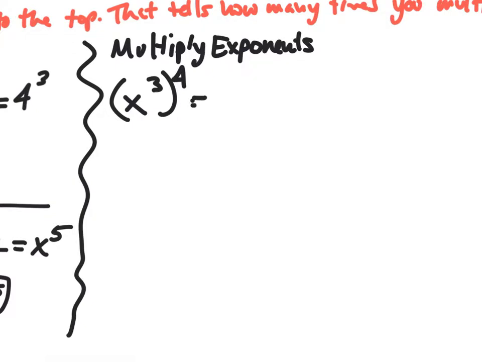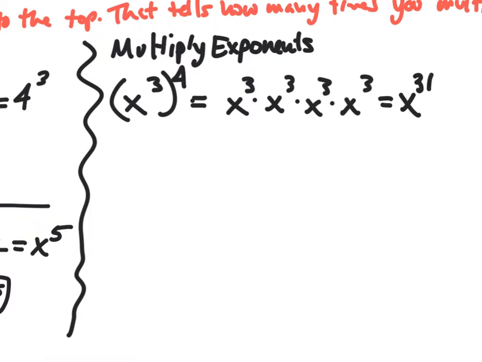Really what you're saying is I've got x cubed times x cubed times x cubed times x cubed. If you were to simplify that, because now you're just multiplying them together, you're going to add your exponents, so you're going to get x to the 3 plus 3 plus 3 plus 3 power, which is going to give you x to the 12th.